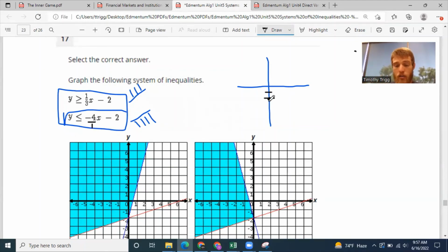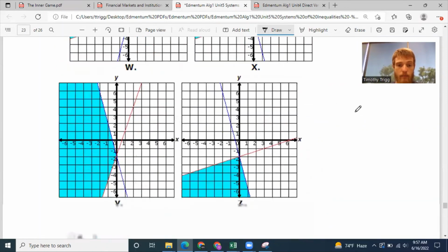So from my y-intercept, I go down 4: 1, 2, 3, 4. From here, down 4 over 1. Notice I go down in this case because it's a negative slope. In this case, it's a solid line, so I know it'll be a solid line here. And it'll be shaded below. Okay, see if you can get the graph of this top equation, and then you should have a good idea of which of these is the correct answer.